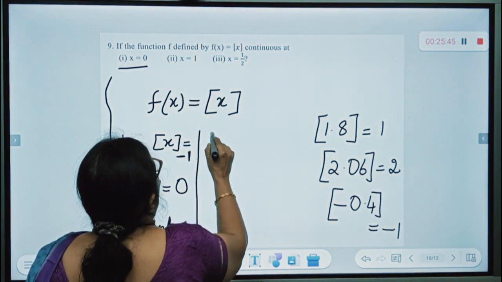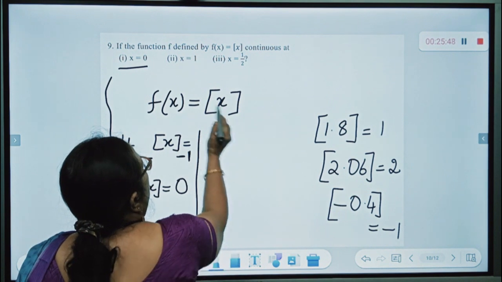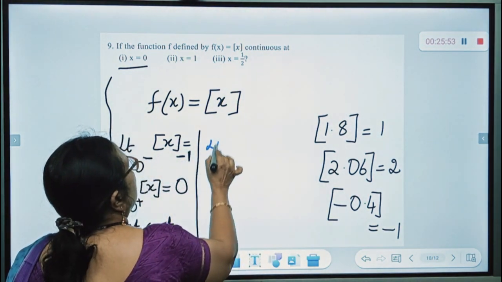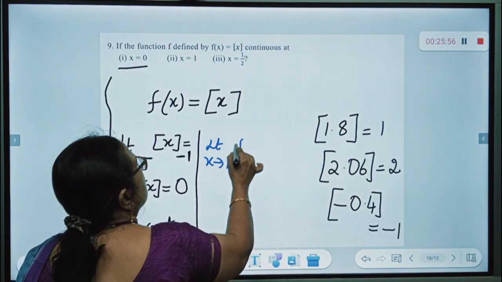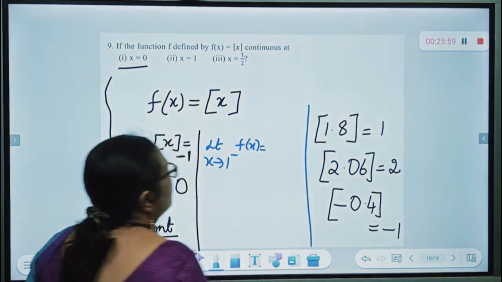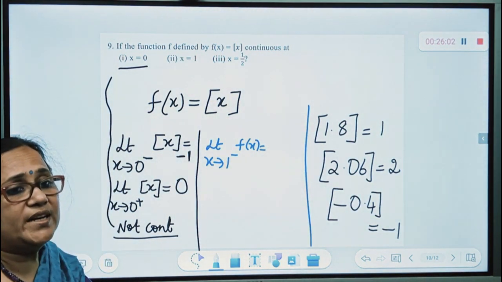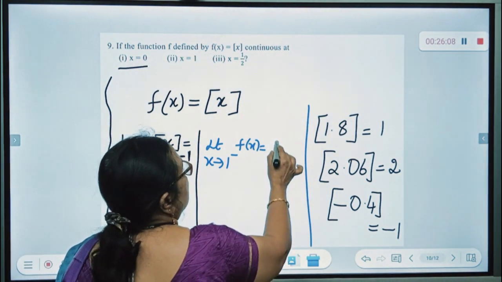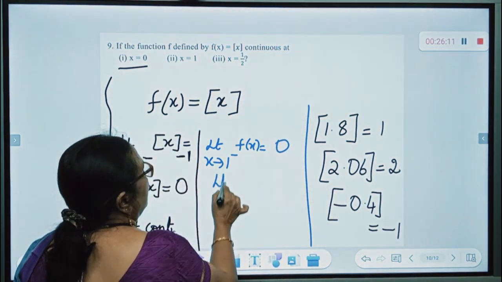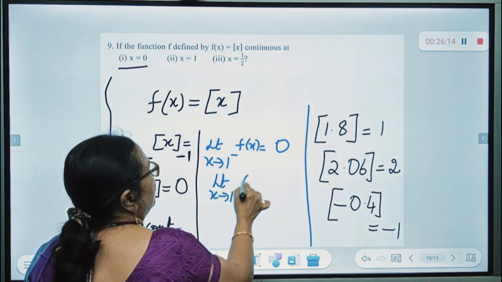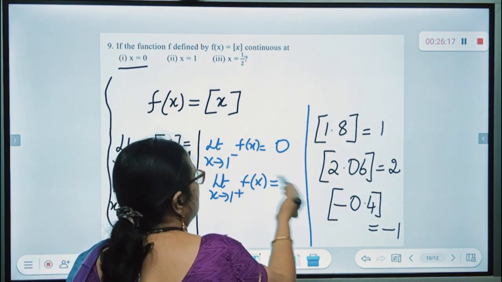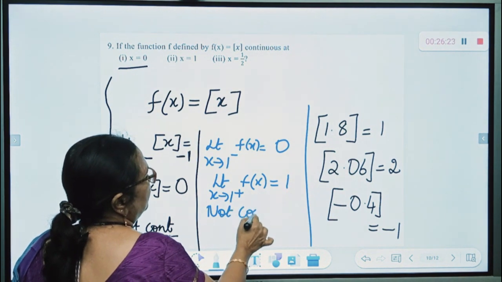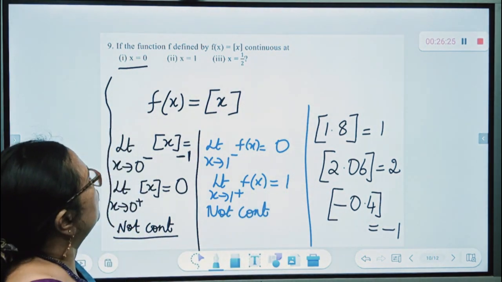So, as you can see, at x equal to 1 also, I use a different color. Limit x tending to 1 minus of f of x equals. So 1 minus means what? 0.998 or something. We are approaching 1 through values to the left of 1. So what will be the greatest integer function? 0. Limit x tending to 1 plus of f of x: so 1.2, 1.3, what will be the greatest integer function? It is 1. Left hand limit not equal to right hand limit, therefore not continuous.